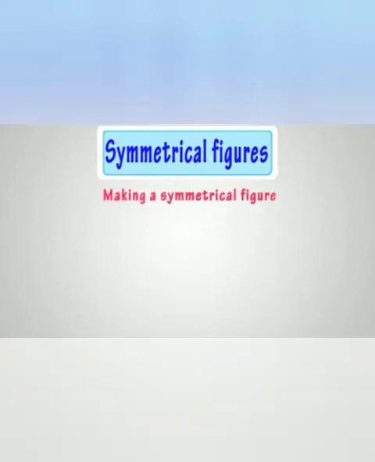Now let us learn how to make a symmetrical figure. Take a paper, fold it into two equal parts. Now draw a closed figure on the folded side. You can cut it using your scissors. Now open it and see. You will see a full image of the picture you have drawn.